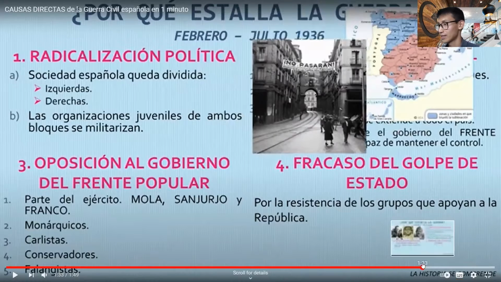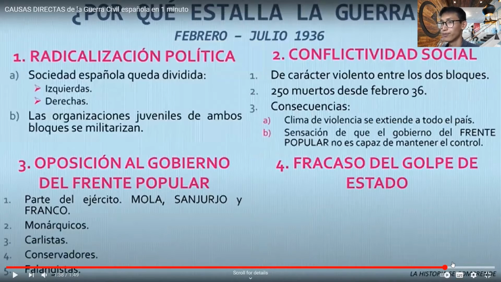So let's see. There you go. If you look at the top left corner, basically the context is that Spain was very much divided between the left and the right. So like more socialist groups and also more basically right wing groups. So that was the most important context of Spain at that time.